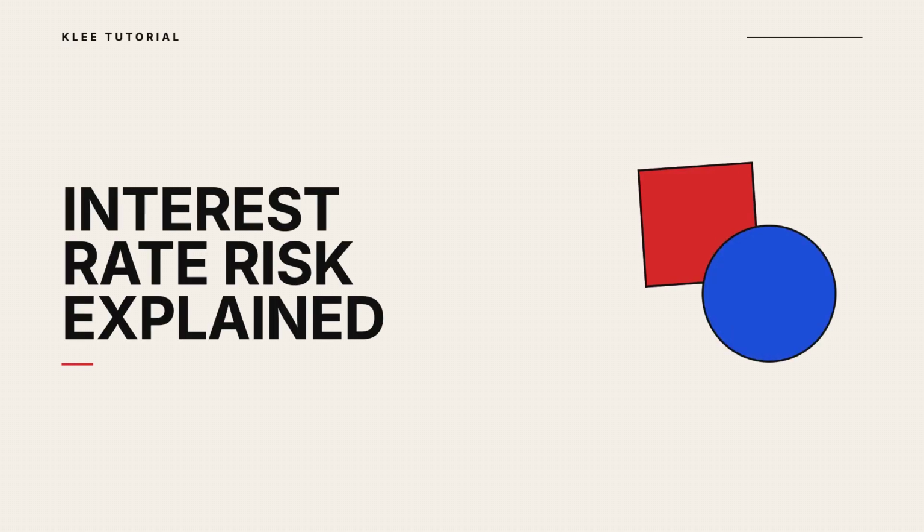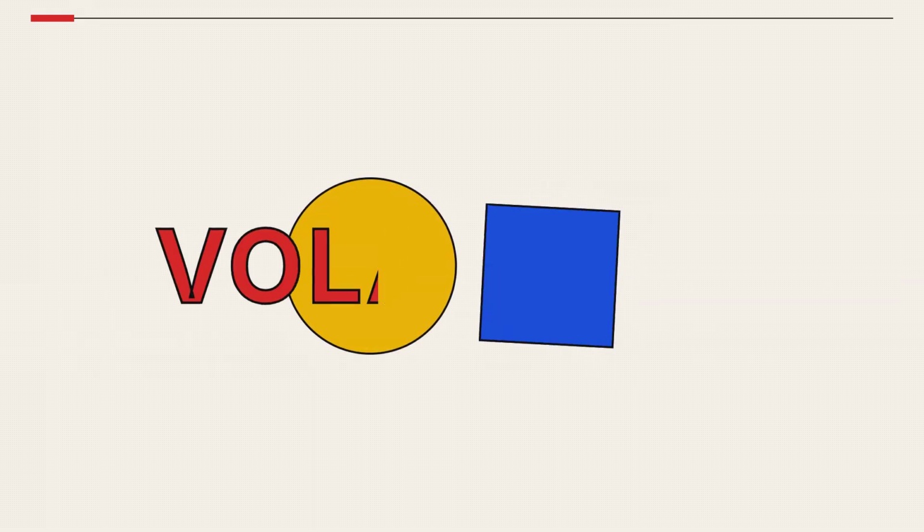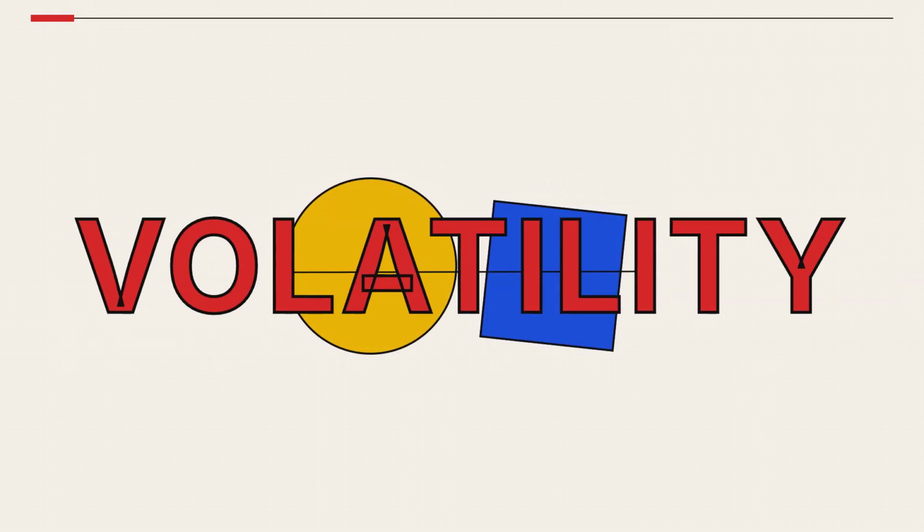When interest rates change, the market value of your existing bonds can swing. Here is how interest rate risk actually works for investors. At its core, this risk is about price volatility.